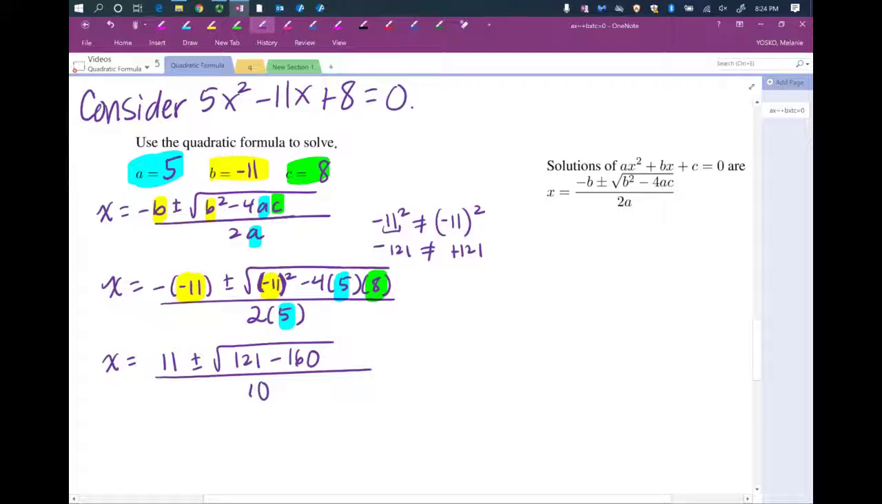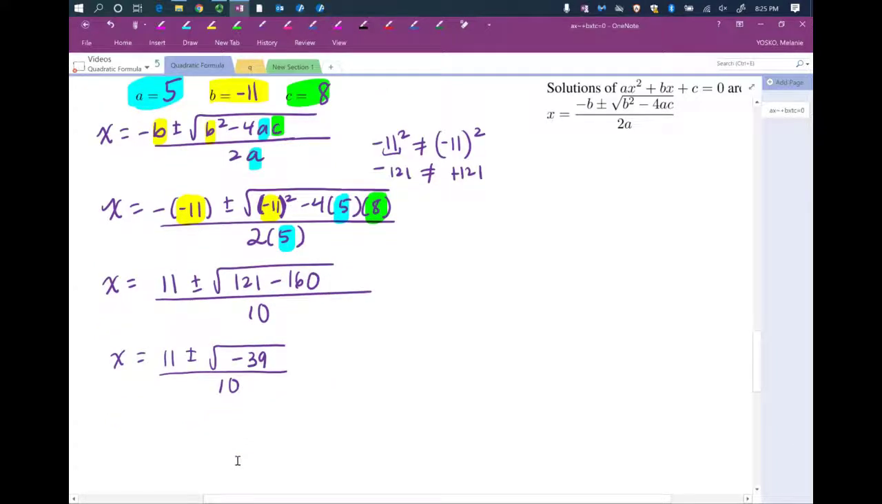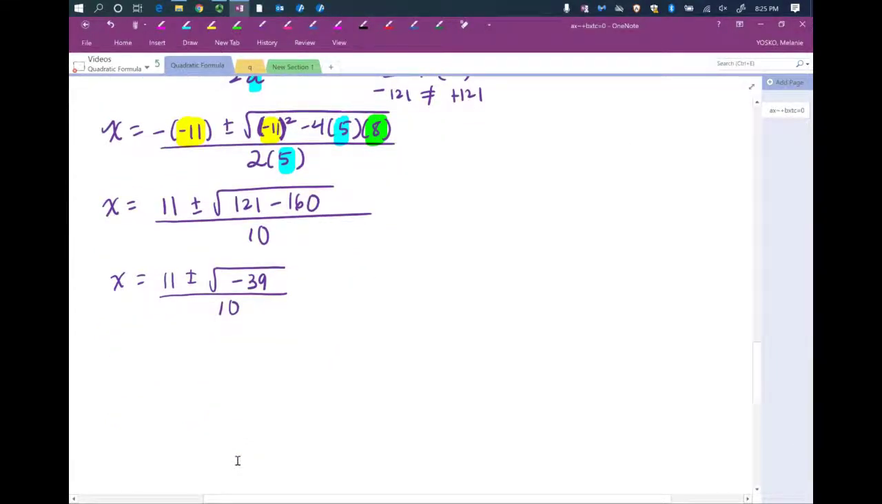Okay? So we have x equals 11 plus or minus the square root. So we have 121 minus 160. We're going to get a negative number. We get negative 39. All of that's over 10. Okay, well, we know already that that's not a real number. We have an imaginary number. Recall, the square root of negative 1 is defined to be i.